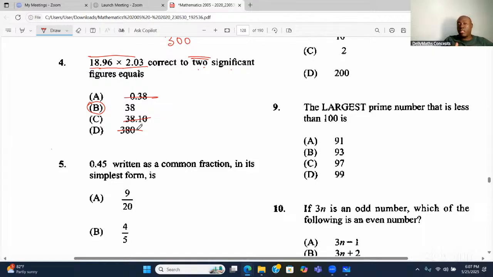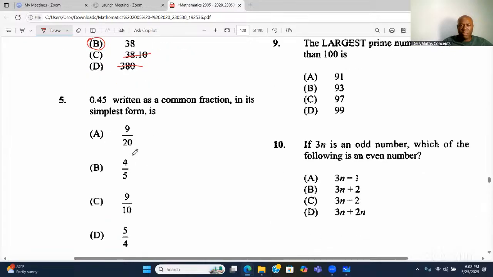The moment you're putting your thing together, you could eliminate 2, and then you could zoom in and then pick the right answer. So the answer is B, 38.